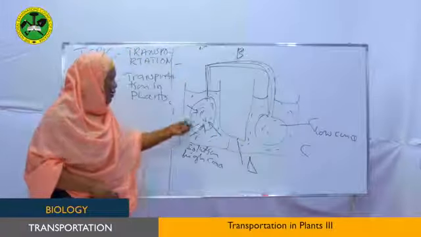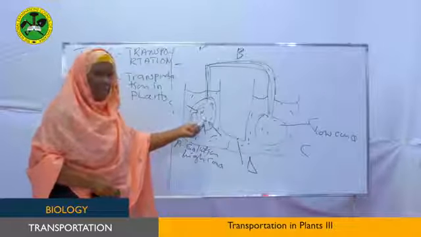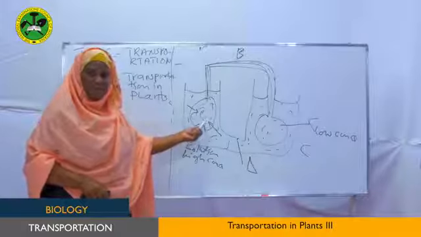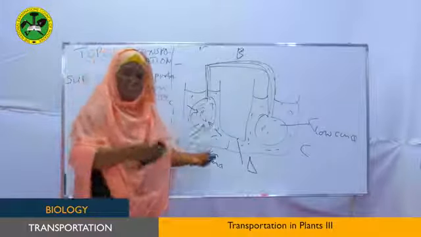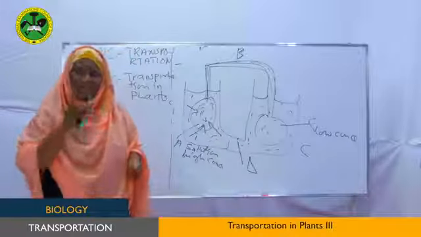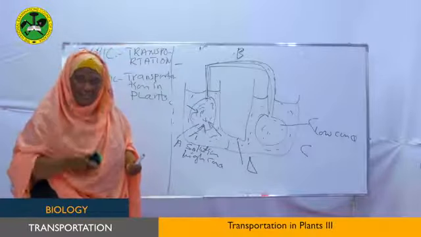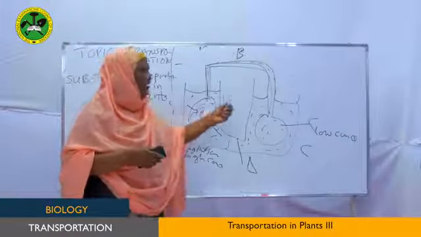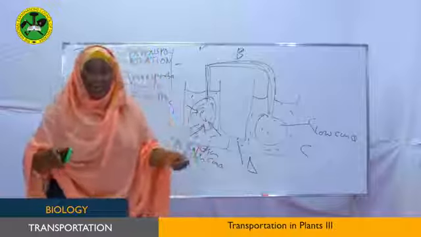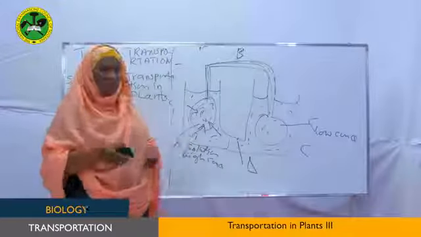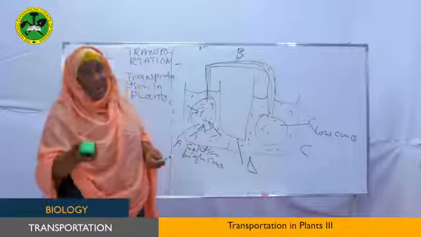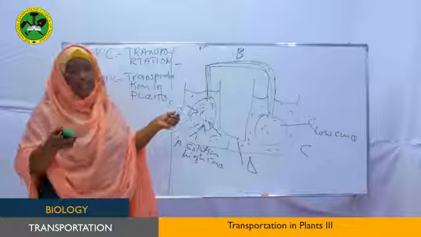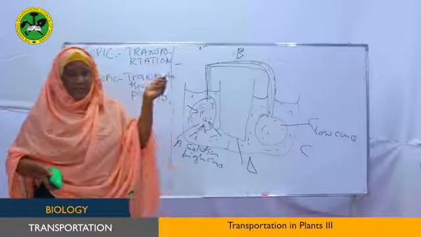And when materials are moved from A, it means the concentration here becomes lower. That phenomenon will continue until equilibrium is reached. When the concentration in A and C becomes the same, then that phenomenon stops. But mind you that this is a physical model as explained by Münch.